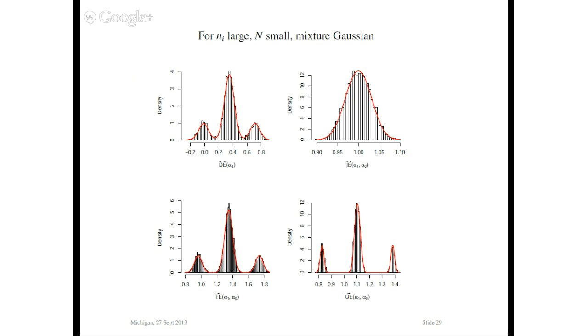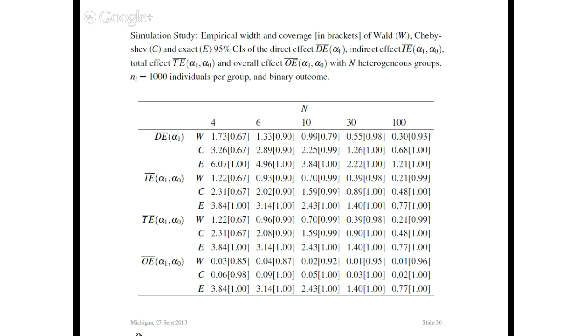So first, this is the situation where you have N_i large and N small. So you're letting the group sizes get large, but there's only a finite number of them. And what she showed in that situation is that the limiting distribution of these estimators is a mixture of Gaussians. The red line here in these plots denotes the theoretical distribution, and then the histograms are the empirical distribution from simulated data, showing good agreement with the predicted theoretical distribution. So without some sort of homogeneity or additional assumptions, the Wald type confidence intervals aren't justified in this setting.